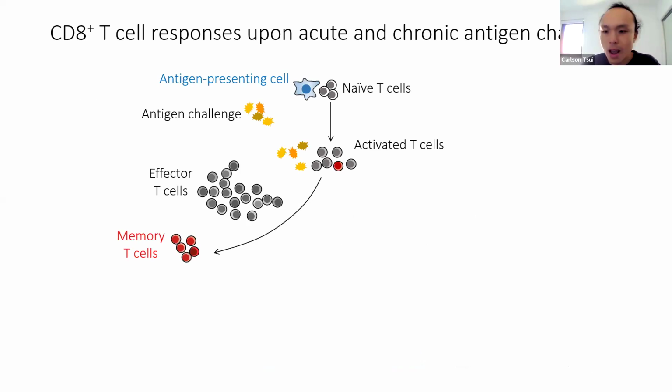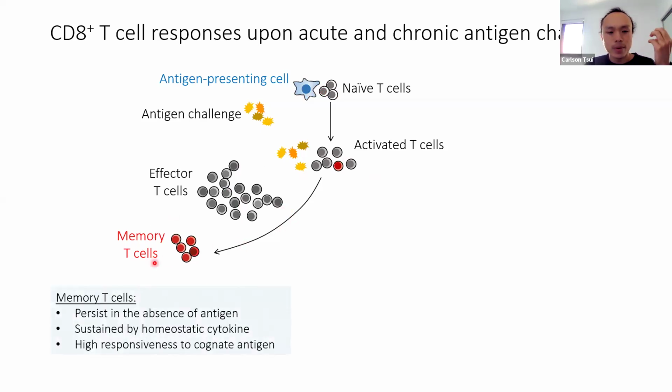In a typical acute infection, CD8 T cells are primarily in the context of antigen presentation, usually by antigen presenting cells. These cells are quickly activated, expand into effector T cells, and these cells are very robust in clearing the virus, and this allows the formation of memory cells. And memory cells basically persist long-term in the absence of antigen. They're sustained by homeostatic cytokines.